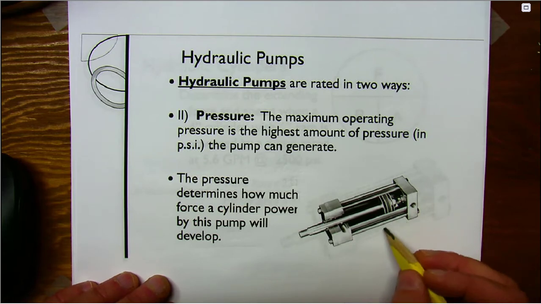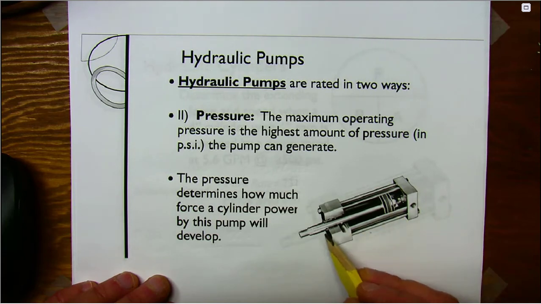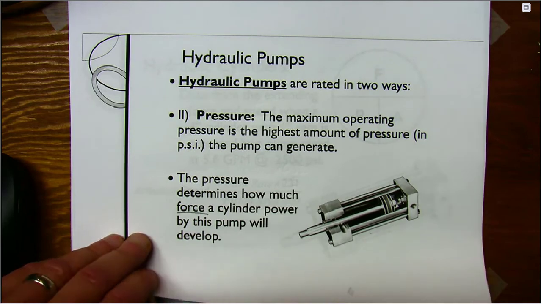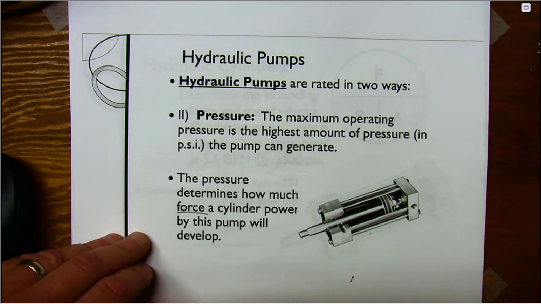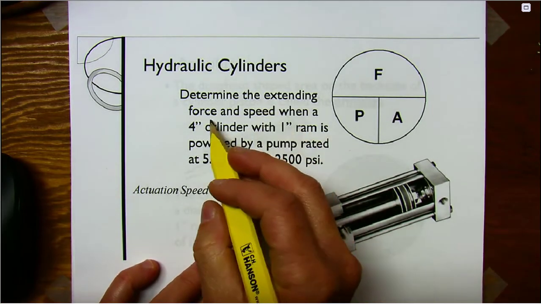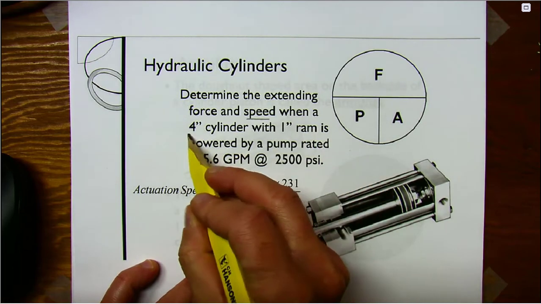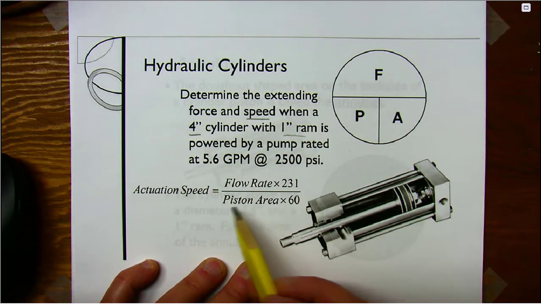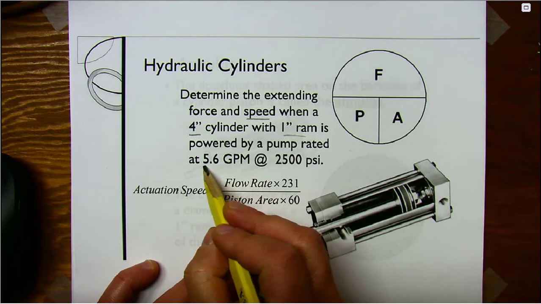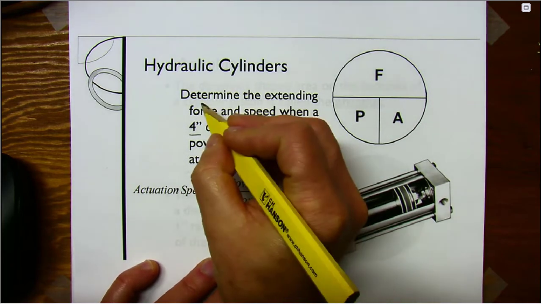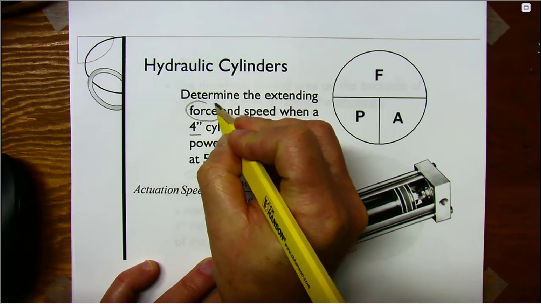So if we're talking about a hydraulic cylinder, which is about the simplest thing, the pressure determines how much force the cylinder is going to develop when it's extending or contracting. So now we've got a little bit of geometry to use. Let's determine the extending force and the speed, how fast it'll move, when a 4-inch cylinder with a 1-inch ram is powered by a pump that's rated at 5.6 gallons per minute at 2500 psi. Well, let's start with the force. We already know how to do that.